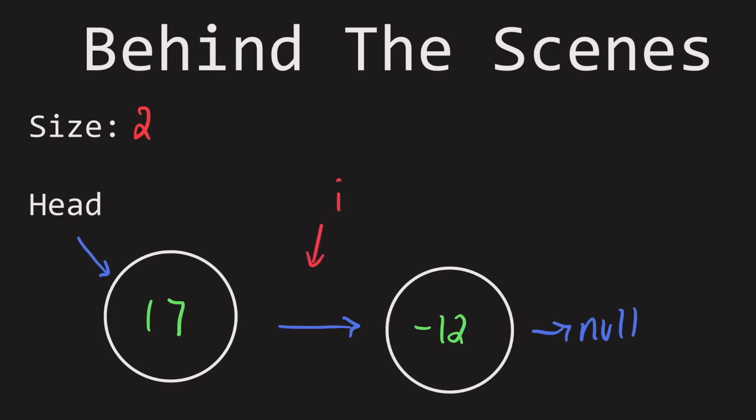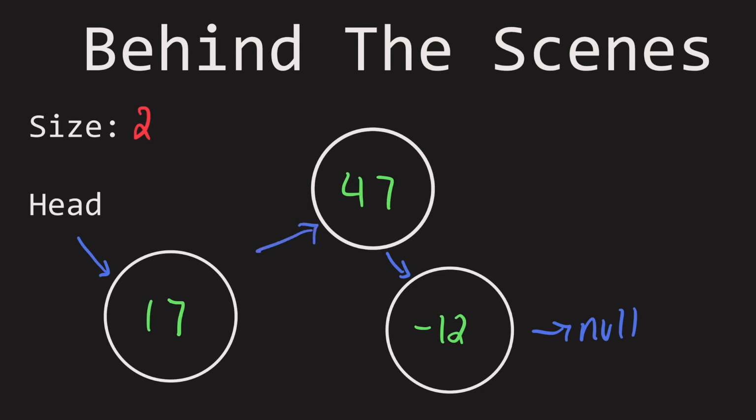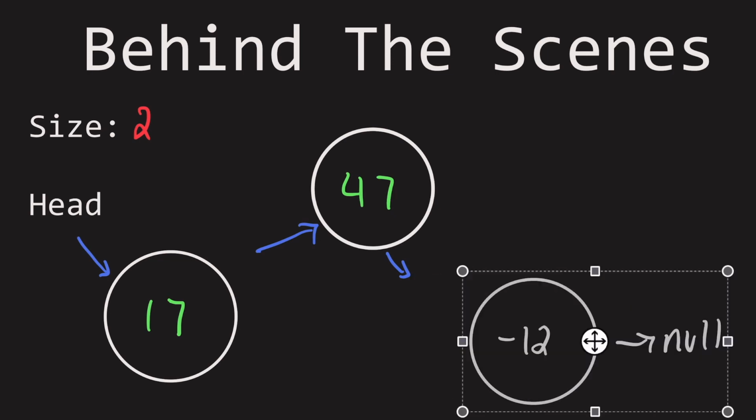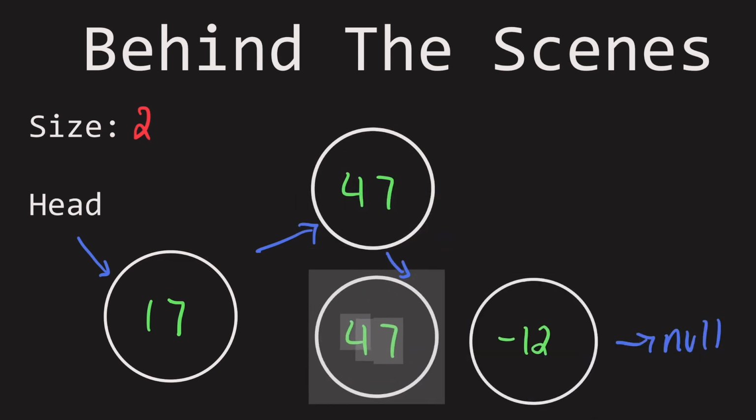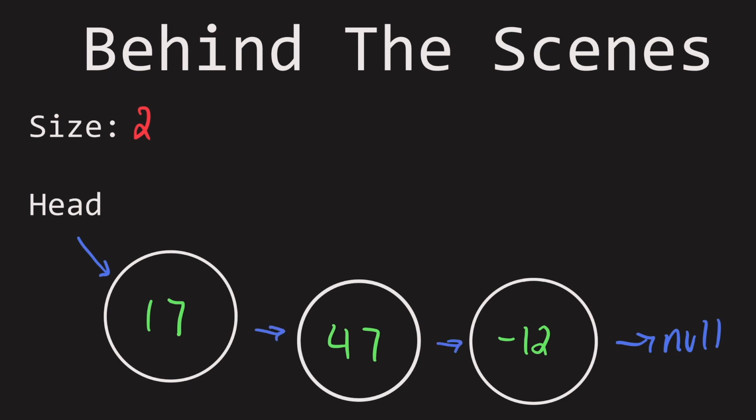Now, say we wanted our code to insert a value of 47 in the middle, which is indexed 1. This is where the code is careful not to lose any data. It creates a new node with the value of 47. This node then points to node negative 12 as to not lose the pointer to it, and then we take 17 and point it to 47. And after a little rearranging, we see that 47 is now inserted into the list without any data being lost. This rearranging doesn't actually happen in code, but it is just a good visual reminder of what we just did. And finally, size is increased by 1.